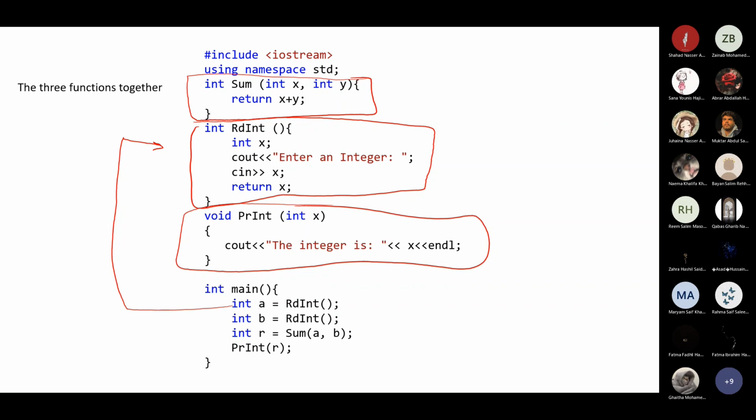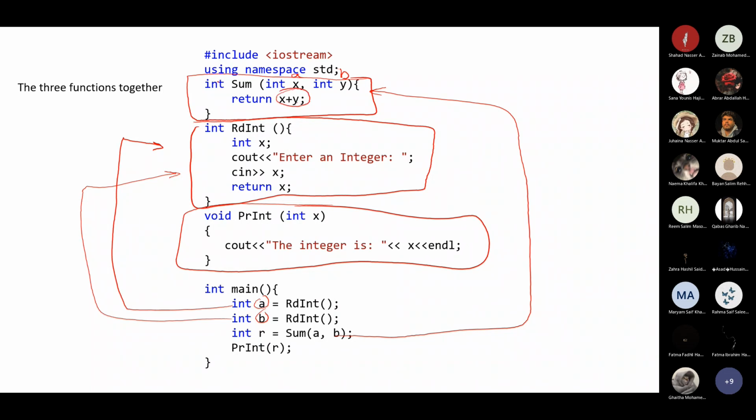All right. So it will read the integer and return it to a. Integer b equals read integer. Also, I will call the function again to read another integer and return it to b. Then r equals sum of a and b. It will call the sum there. A will go to x and b will go to y. Then return x plus y. It will return the sum to r. And print integer, I will call print integer and pass r, so it will return no values. It will just print the result.